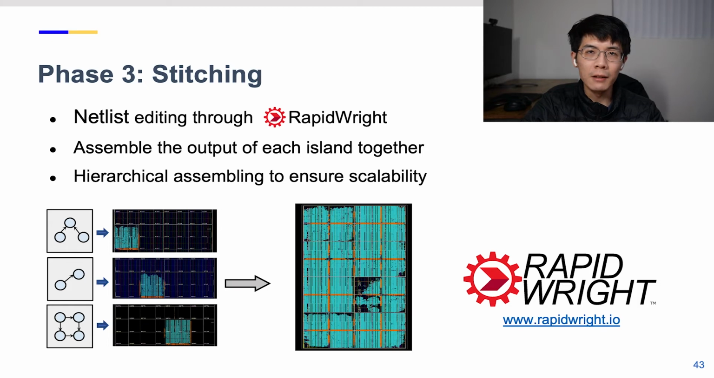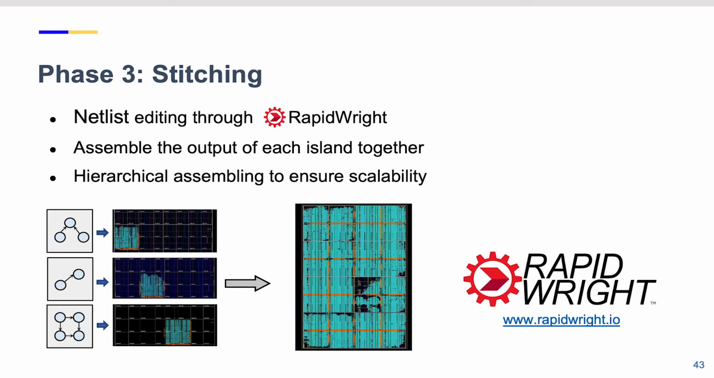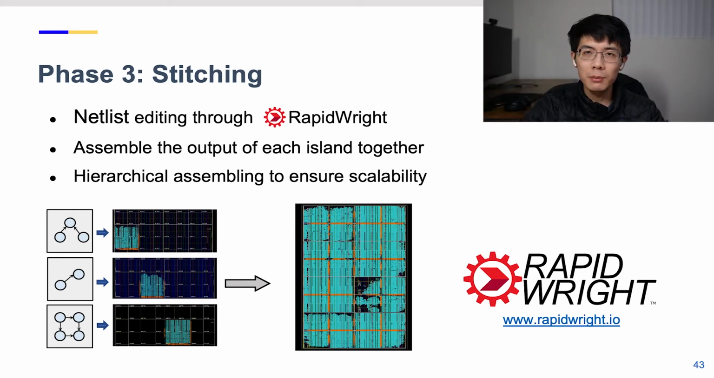After all islands have been routed, we stitch them together using the RapidWright framework. RapidWright is an open source project that allows users to manipulate the desired checkpoints in a Xilinx Vivado workflow. In our case, we use RapidWright to edit the netlist of each island to put them together. To ensure scalability, the stitching is performed hierarchically.